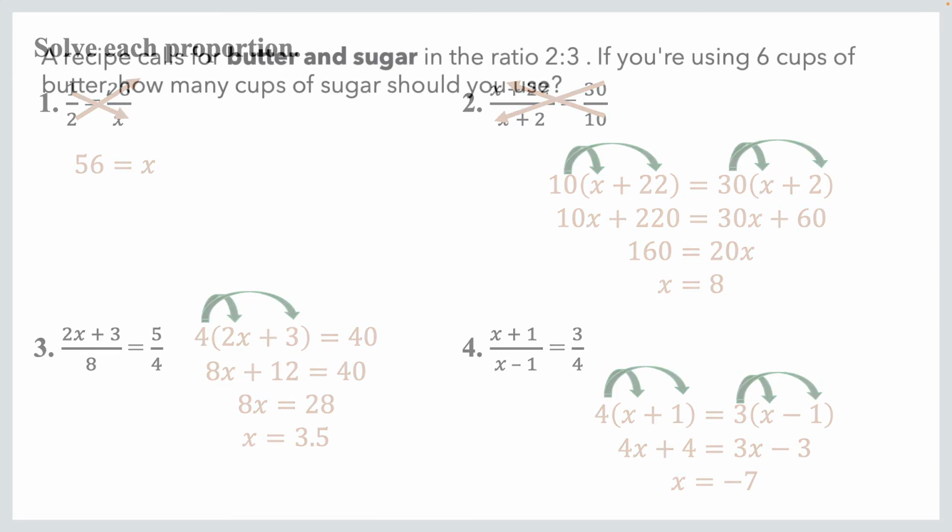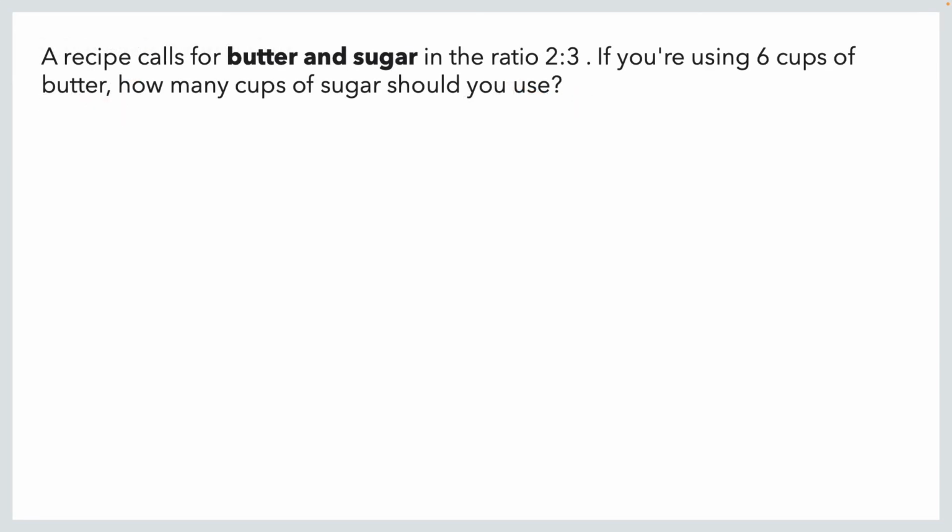So I want to do a couple word problems here too, just to set it up once more for you. Our recipe calls for butter and sugar in the ratio of 2 to 3. If you're using 6 cups of butter, okay, that's a lot of butter, how many cups of sugar should you use? Now, you might be able to do this just in your head with what you think is common sense, but I want to show you mathematically how this works out with proportions.